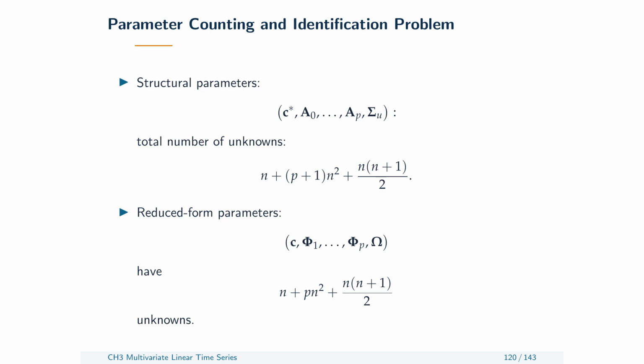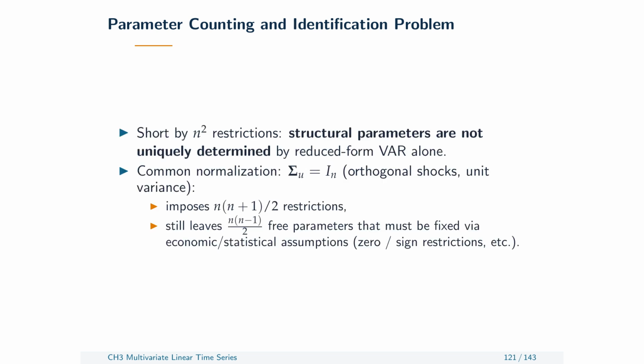Parameter counting makes the shortage visible. After normalizing structural shocks to have unit variances and zero covariances, a system with n variables still needs n times (n-1)/2 additional independent restrictions. These restrictions must come from timing, theory, sign patterns, long-run effects, external information, or changes in volatility.